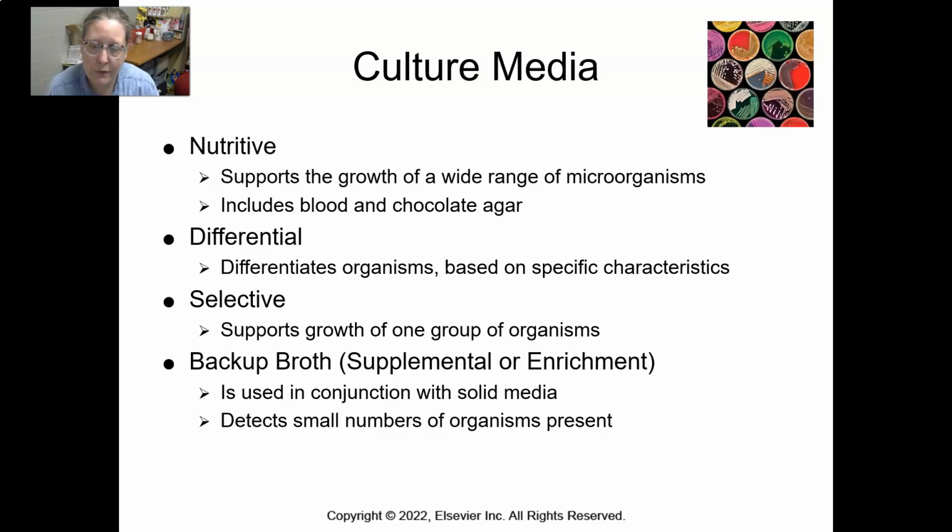They are selective if it supports the growth of one group of organisms. So, for example, your MacConkey is selective and differential because it allows the gram-negatives to grow but not the gram-positives, and then your lactose fermenting organisms will turn pink on that plate. Oftentimes a backup broth is set up on many cultures, especially wound cultures. It's usually a supplemental or enrichment broth. It is used in conjunction with solid media, in case there are some problems and you need to go back and subculture or reculture some things. The backup broth is excellent for that.